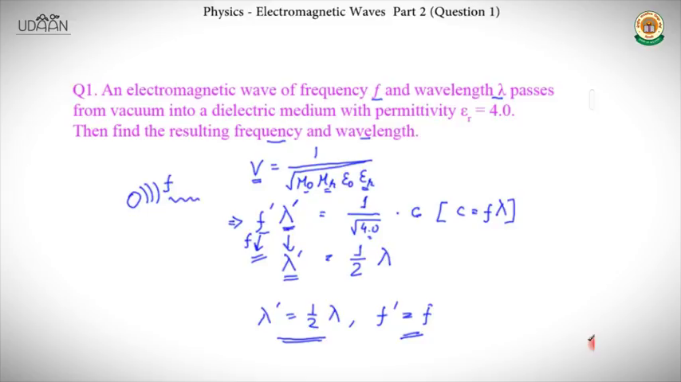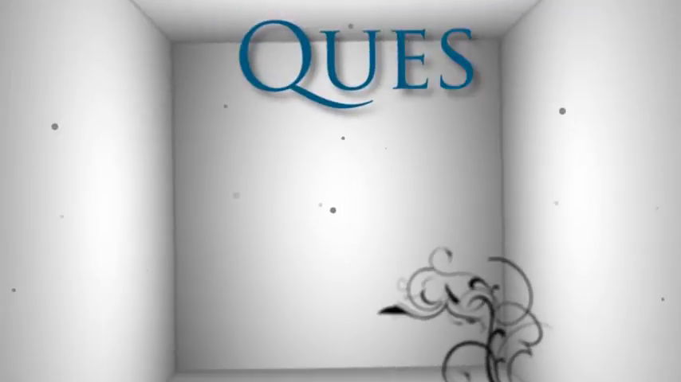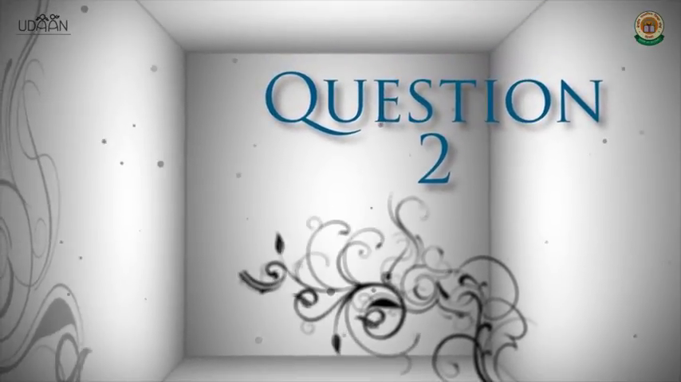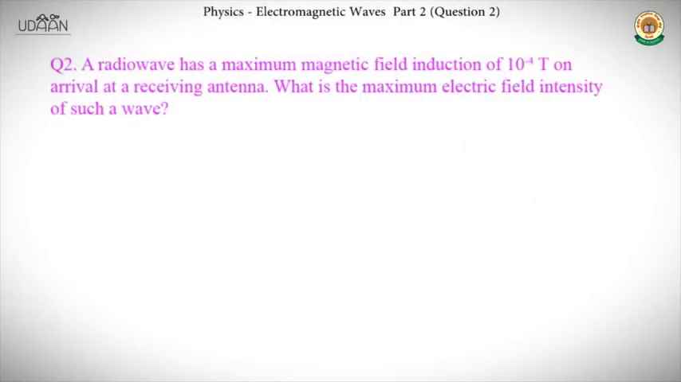Now let's have a look at the second question. A radio wave has a maximum magnetic field induction of 10 to the power minus 4 Tesla on arrival at a receiving antenna. What is the maximum electric field intensity of such a wave? For this problem, we are going to use this formula: E naught by B naught equals C.